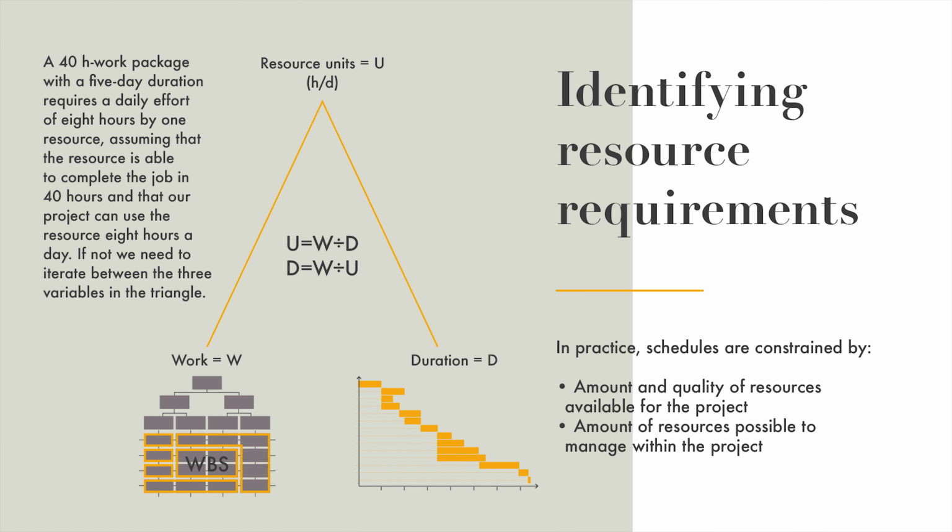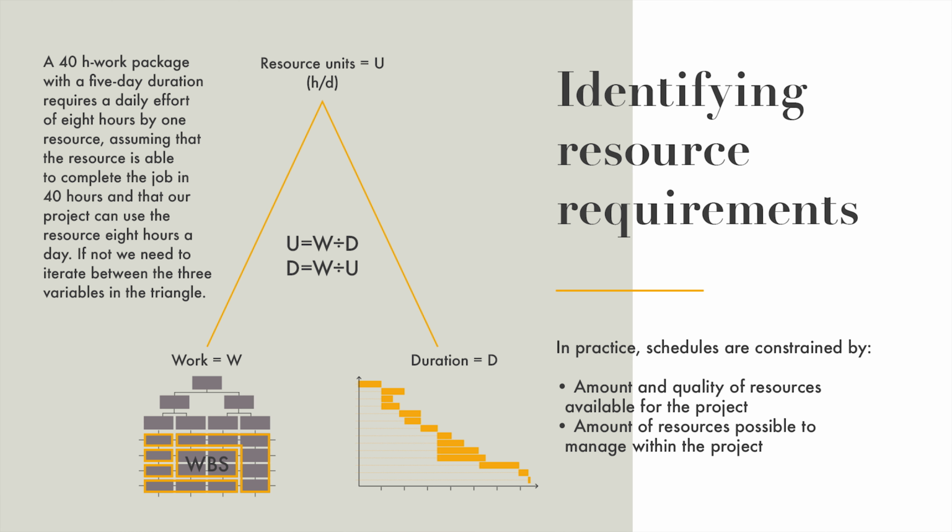So for instance, if scope management tells us that here's a work package that requires 40 hours of work, and scheduling gives us an input of 1 week to perform that task, then we obviously would need one resource working 8 hours a day to do the job.